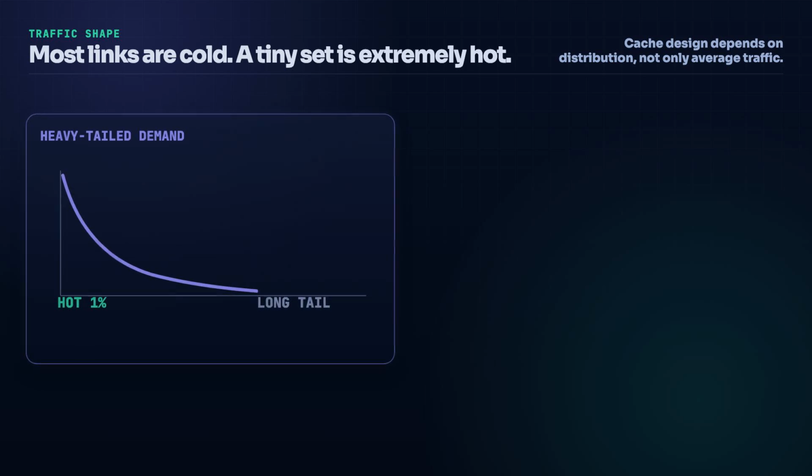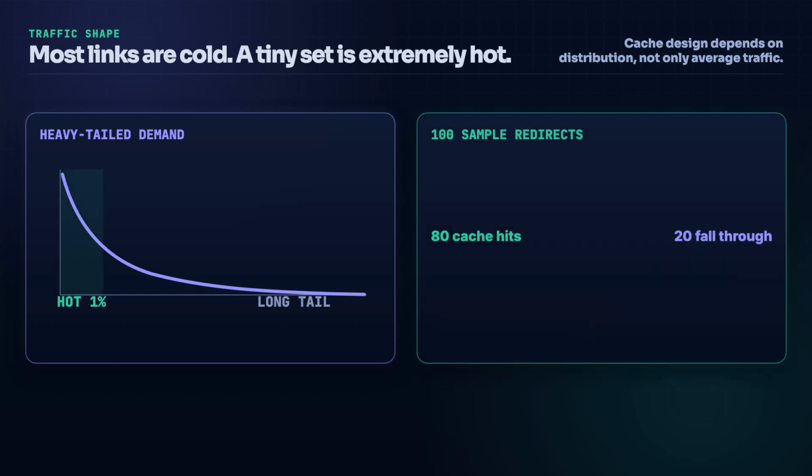Why does this cache hierarchy work? Link traffic is usually heavy-tailed. A small number of links receive most clicks, while billions of links are rarely opened. For planning, suppose the hottest 1% of links produces 80% of reads.